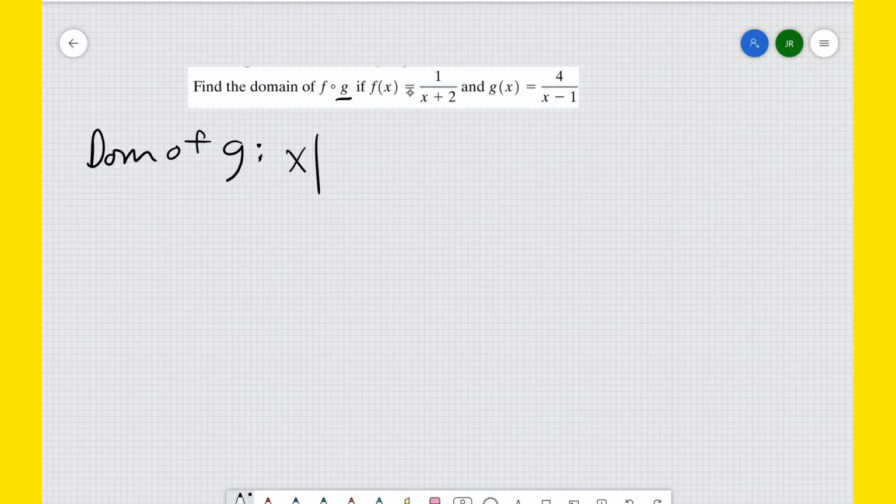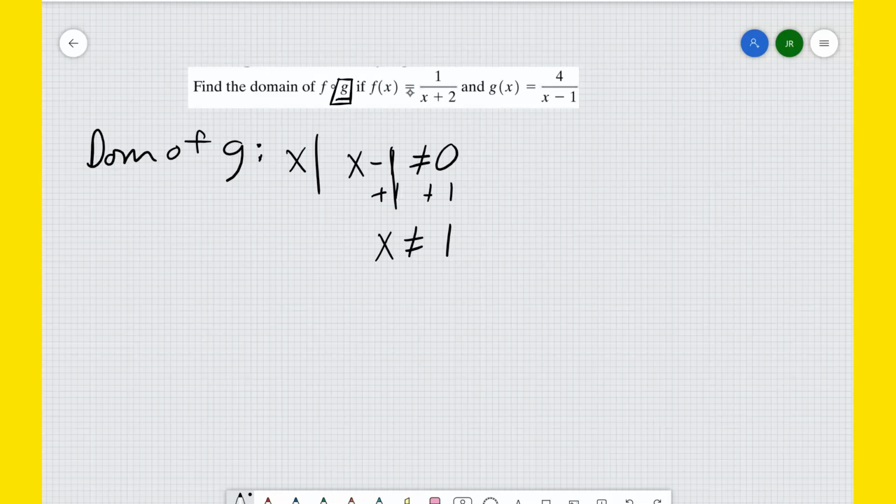all x such that x minus 1 does not equal 0. Remember that? The denominator can't equal zero. As long as the denominator doesn't equal zero, we're okay. So anything besides that. So then we solve that and we get x cannot equal one. So right off the bat, we know that one is not included in the domain.